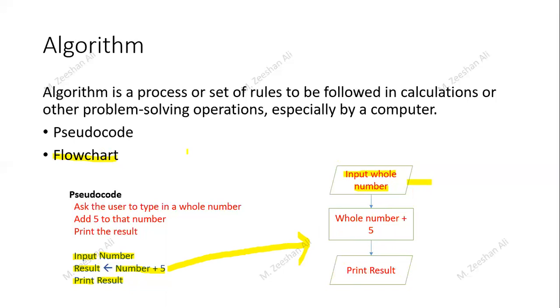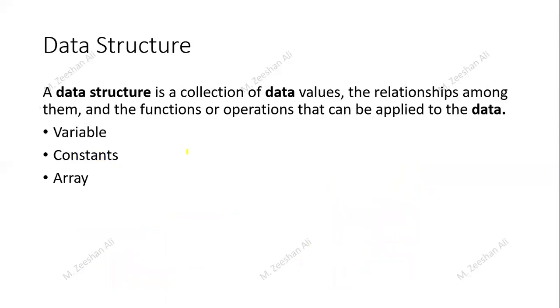So let's move towards the main topic of today's lesson, and that is the different data types and the different data structures. First of all, we need to understand what a data structure is. A data structure is a collection of data values, the relationship among them, and the function or operation that can be applied to that data. Means whatever data we are going to store, what data we will be having in our program or in a pseudocode.